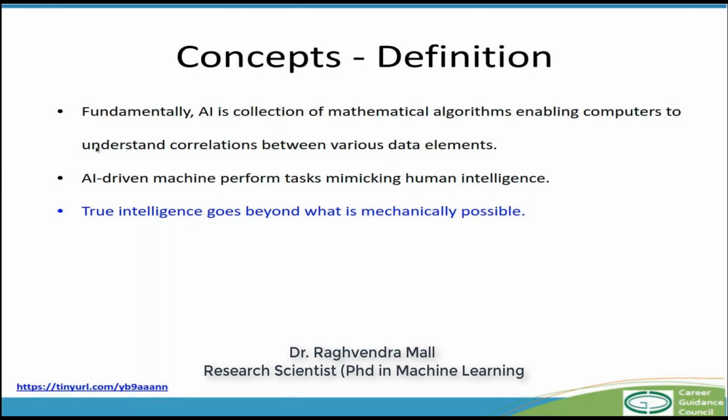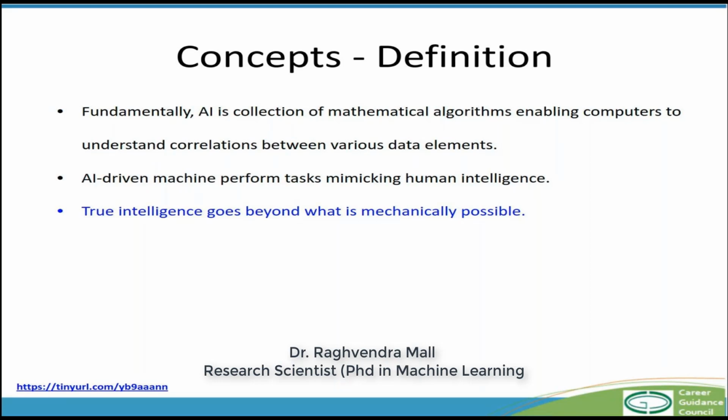To understand a little bit more, fundamentally AI is a collection of mathematical algorithms enabling computers to understand correlation between various data elements. That's it. You have data, and it tries to understand the pattern within the data to perform a particular task. This is the true definition of AI in the current generation: AI-driven machines perform tasks mimicking human intelligence.